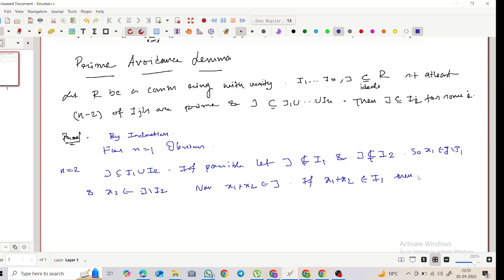So if x1 plus x2 is in I1, then what happens? Then x1 plus x2 minus x2 belongs to I1, which is a contradiction because x1 was not in I1. But why should x2 belong to I1?